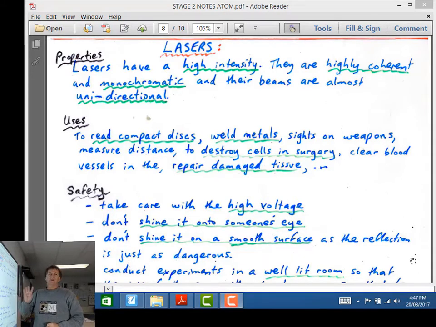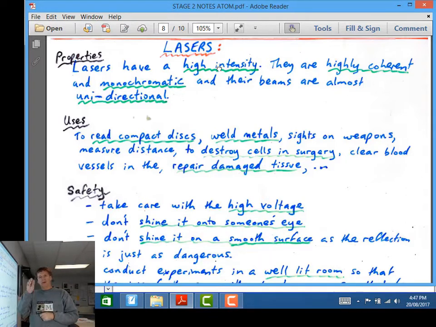Properties of lasers, there are four key ones. One is it has a very high intensity because it's very focused over a small area, all the energy. The second is it's highly coherent because the waves come out in phase and also remain in phase for a long period of time, one wave behind the other. It's nearly monochromatic, so it's essentially one frequency, a very narrow range of frequencies, and the beams are almost unidirectional, so they come out together in that one direction.